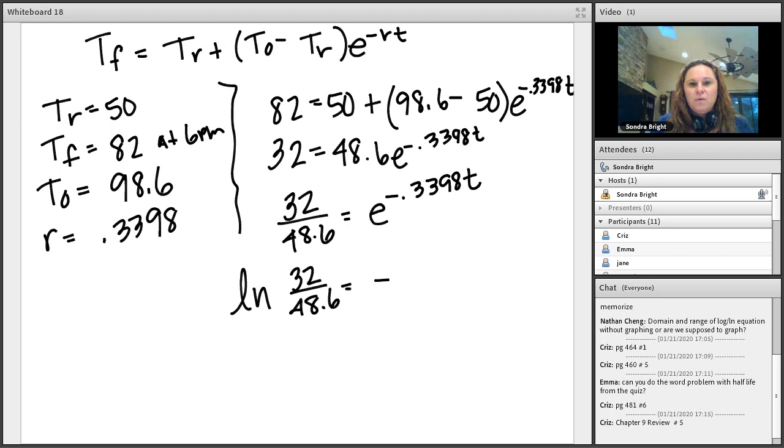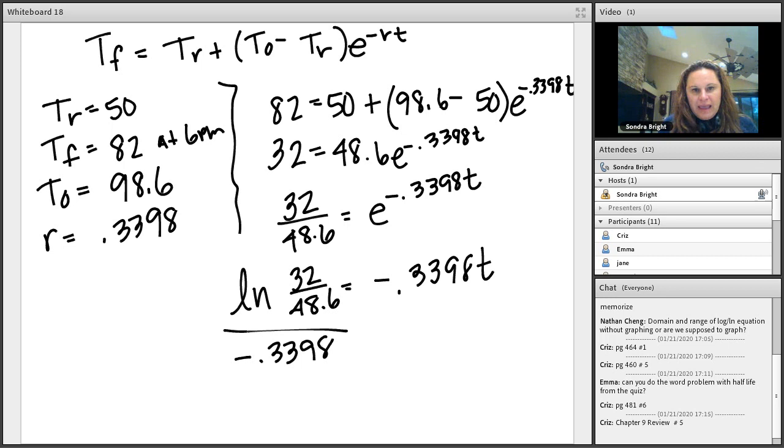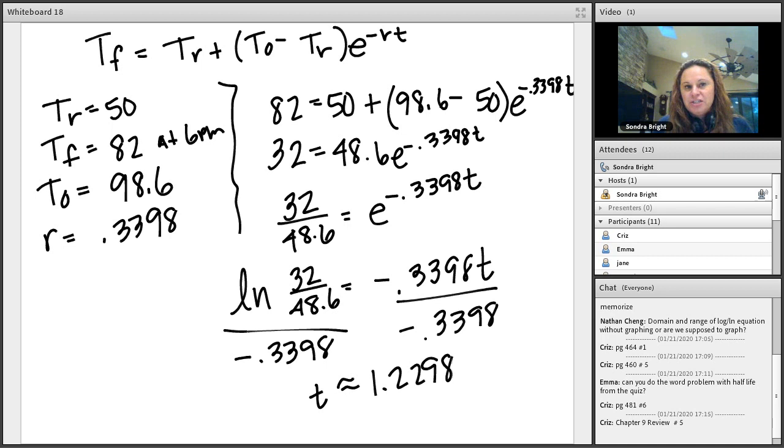48.6 is going to equal the negative 0.3398 times t. And then dividing both sides by the negative 0.3398 is going to give you that the time is approximately, I got 1.2298, and remember I changed it to half of an hour, and so this is hours.